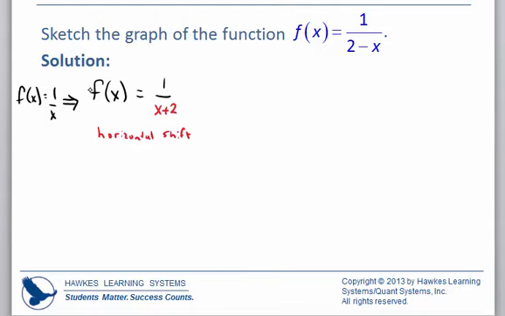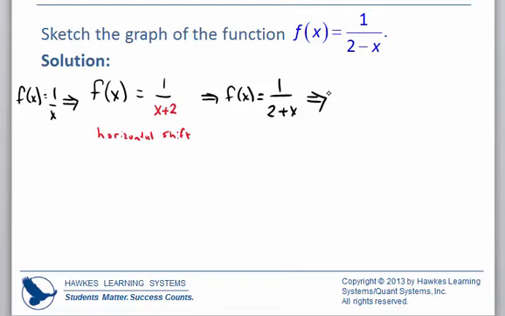Now I'm going to keep an eye on my original function. We're almost there. Our function is 1 over 2 minus x, and essentially we have 1 over 2 plus x. I could very easily just switch that ordering a little bit and make this 1 over 2 plus x. And so then the only thing that we need to do next is we need to somehow make it 2 minus x instead of 2 plus x.